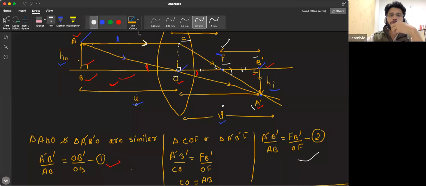OB prime F plus something. No, F OB plus prime whatever. Minus OF, OB prime minus OF. Yeah, minus OF. Right? If you take OB prime and you subtract OF from it, then you get this thing.